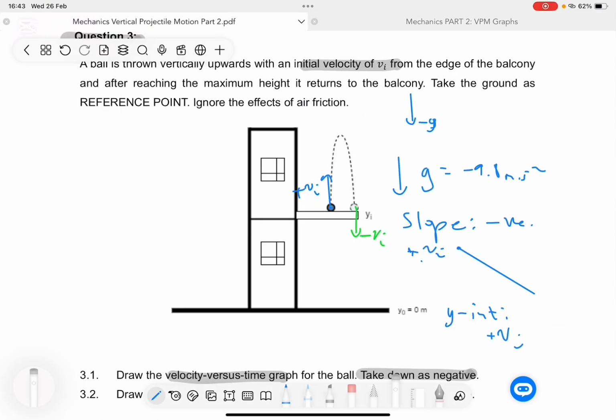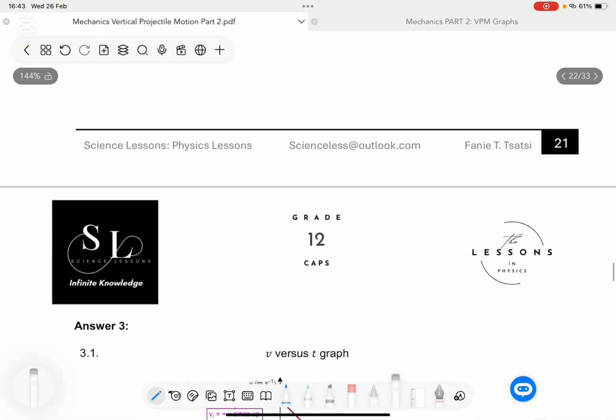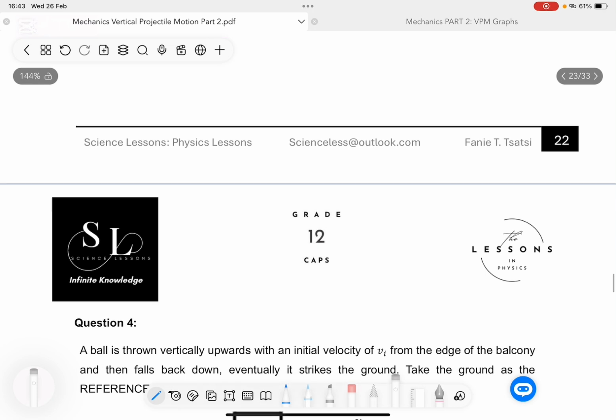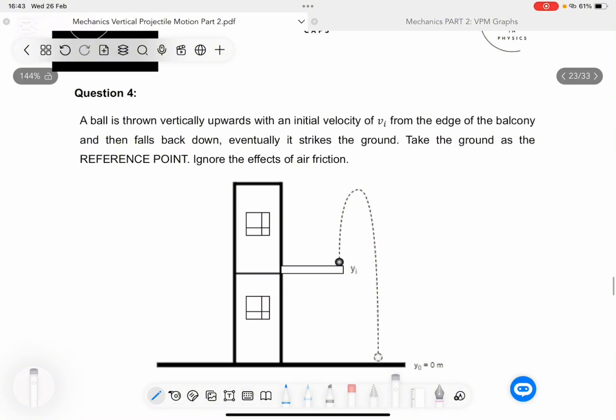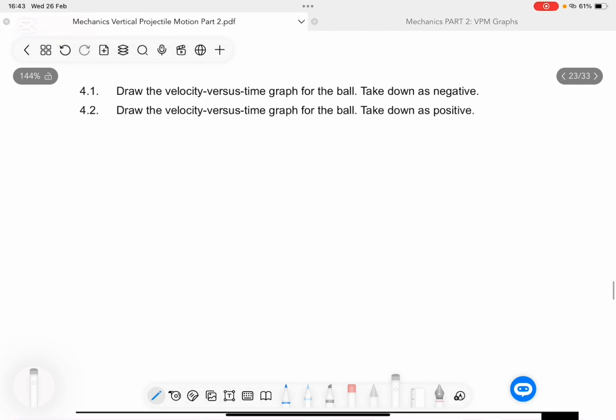I think I've said a mouthful on the velocity versus time graph. However, I have further questions to give you more practice, but I'm not going to do these questions. I'm going to leave them to you to practice because they give you different scenarios where we change the reference frame and so on.